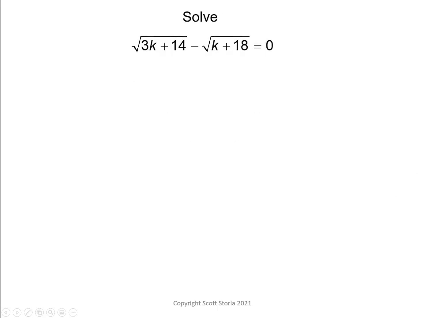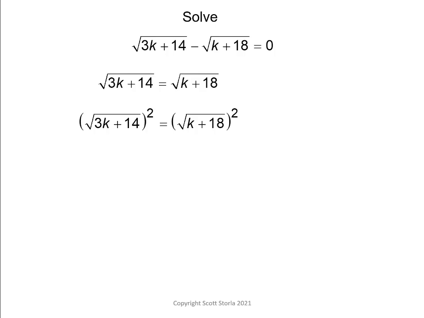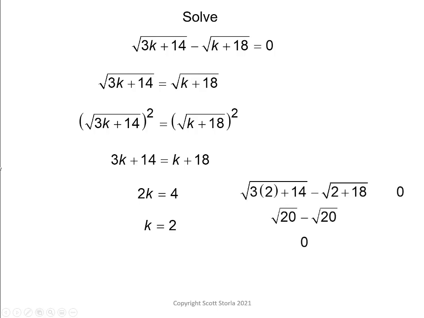Here's one for you to try. Please make sure that you begin by getting one of your root terms on either side of the equality symbol. Step 1, I would add the square root of k plus 18 to both sides and simplify. Now I would square both sides and simplify. We can subtract k and get 2k. We can subtract 14 and get 4. And then we can divide by 2. And we can check our solution.